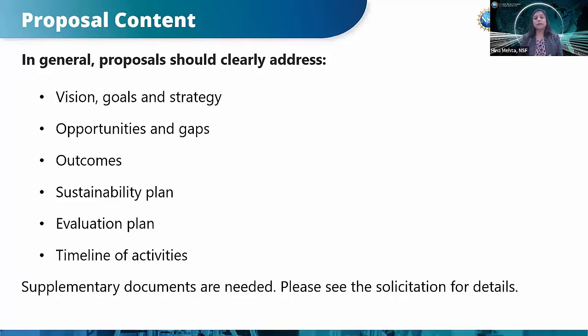Along with all these criteria and categories that a proposal should address, there are some supplementary documents that we require you to submit. These are mandatory documents, and they are described in detail in the solicitation. So please ensure that you look at those requirements very carefully and submit those documents. Otherwise, the application would be deemed incomplete.